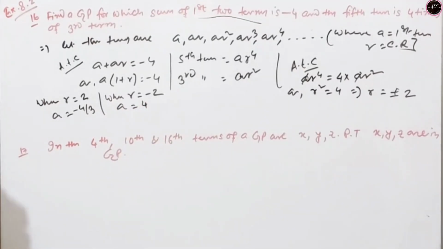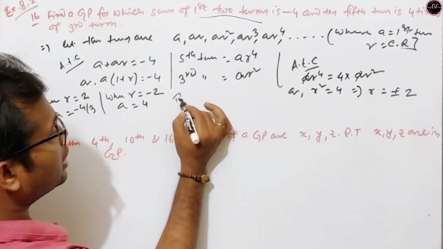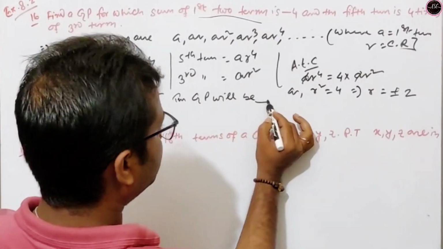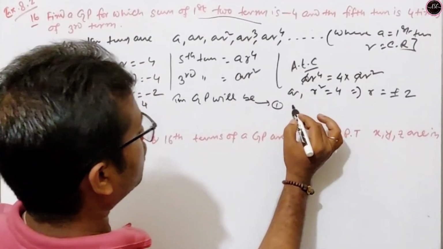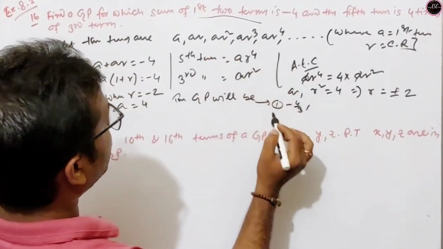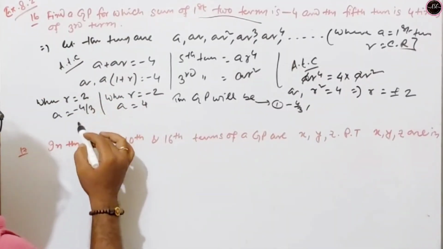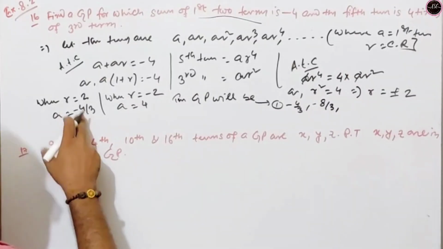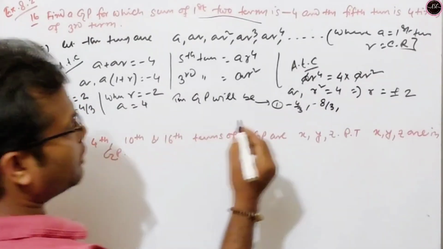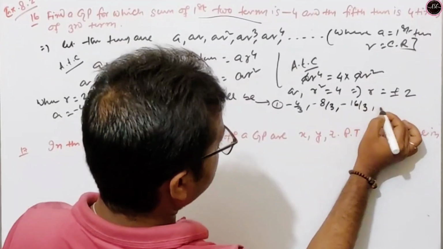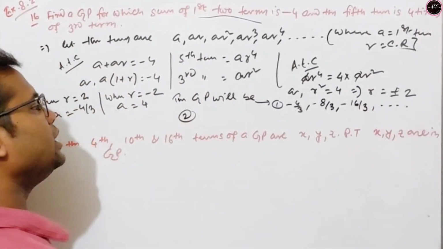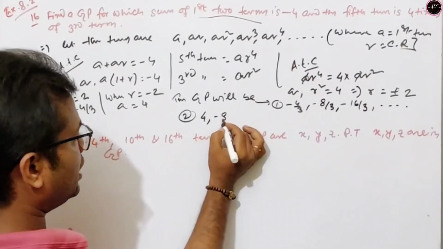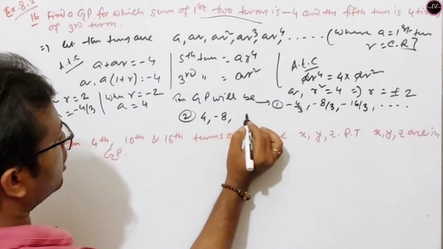Okay. So what will be the term? So the GP will be of two types. Okay. So the first one is here a equal to -4/3, ar, that means a into r, that means -8/3, ar square, that means -4/3 into 4, that means -16/3. And the second GP will be, if r equal to -2, that means the first term will be 4, ar equal to -8, and the third term will be a into r square, that means 16.